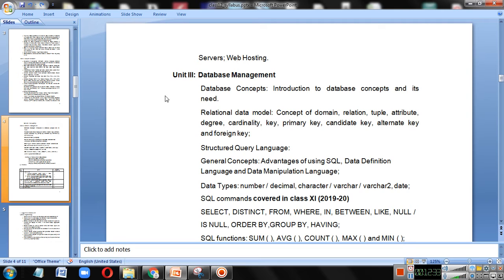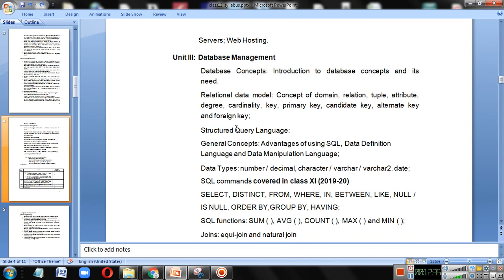The most important unit among all these three is the database management. In this we are going to see what the concept of a database is. As you know, we are using the computer systems to perform digitally.